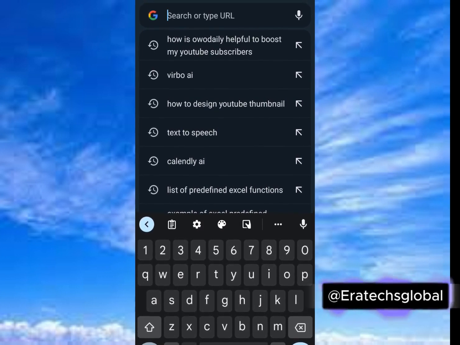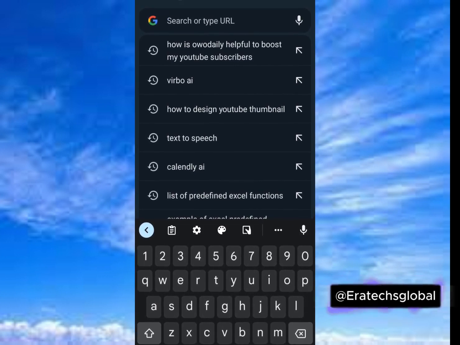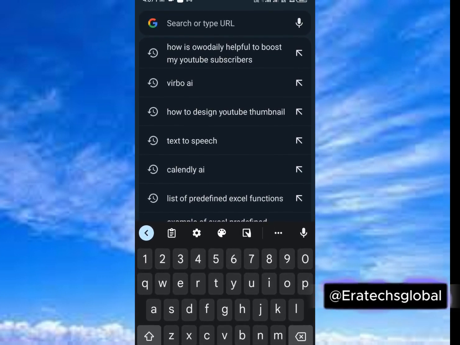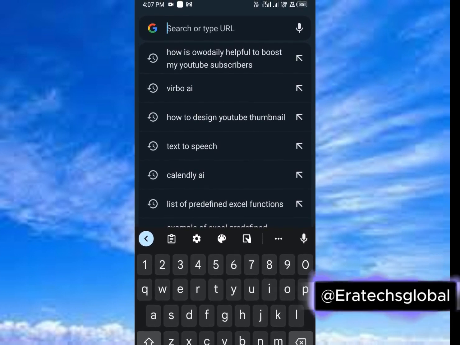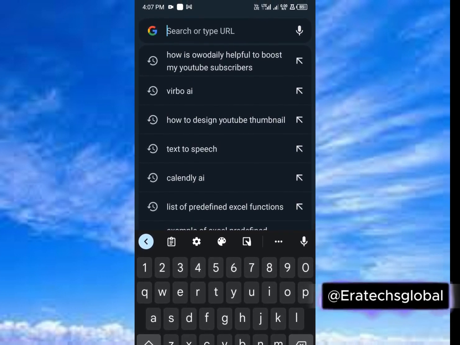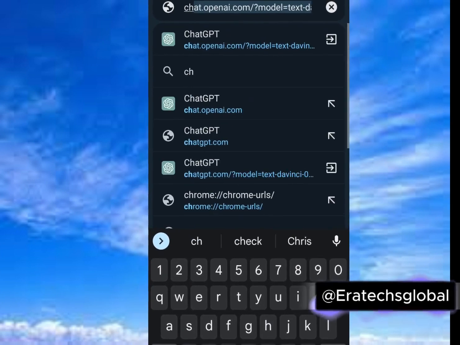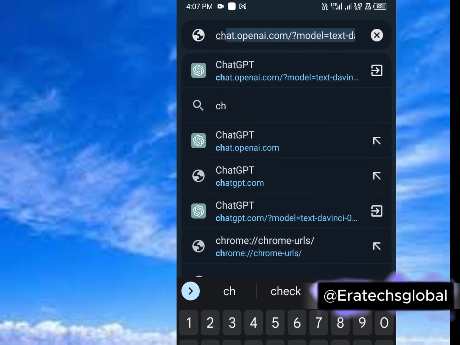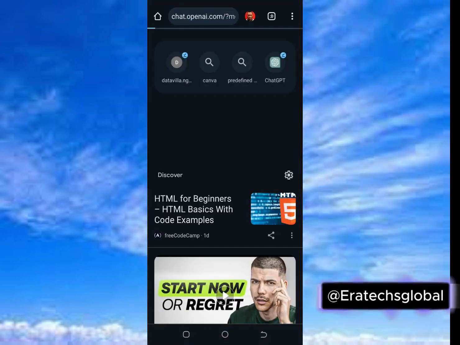In a situation whereby your teacher or your guidance is far from you, you can employ AI to quickly help you solve any mathematical question. Let's go there. Open your browser and type ChatGPT. Just open ChatGPT.